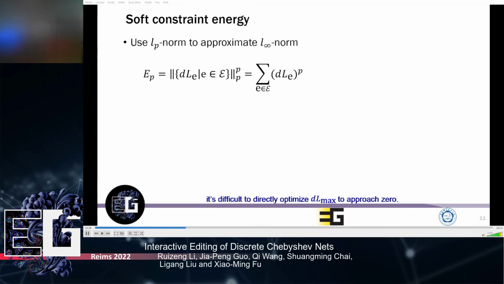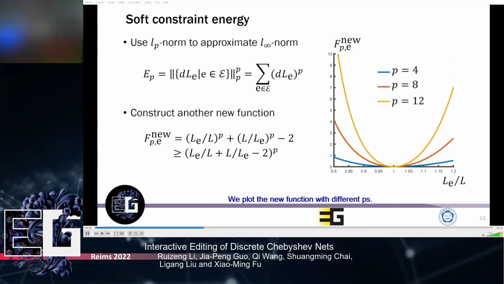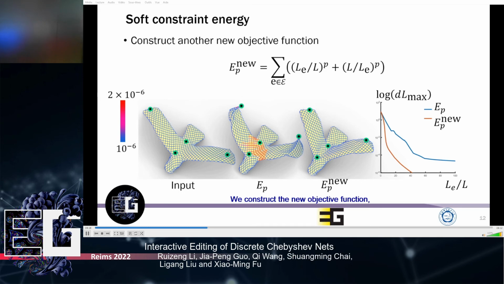Due to the non-C1 continuity of the infinite norm, it's difficult to directly optimize the L sub maximum to approach zero. So, since the Lp norm with a large p is a good proxy to approximate the infinite norm, we adopt the Lp norm to define a new objective function. However, we observe that optimizing this function needs many iterations to obtain a small L sub maximum in our experiments. Therefore, we construct another new objective function, which is based on the following inequality. As shown in the figure, the new function decreases much faster than the old one near our target. We plot the new function with different p's. When p gets larger, the decreasing rate gets faster. We found that optimizing the new function is more effective than optimizing E sub p.